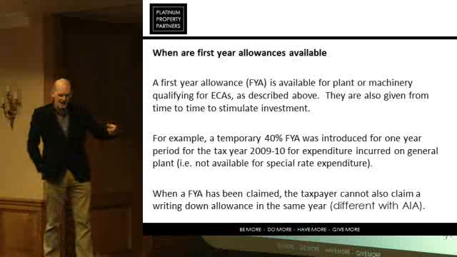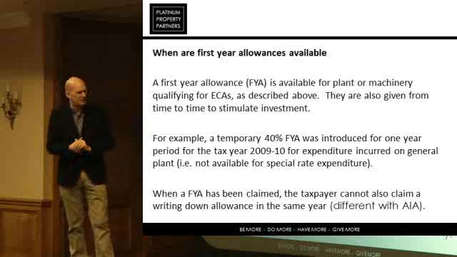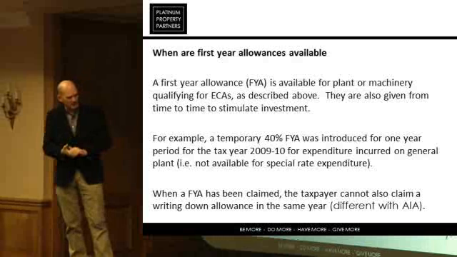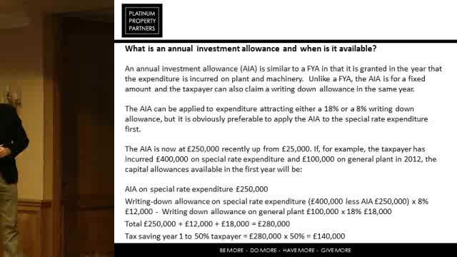So every year, the first year allowance used to change, 40 or 50%, depending on the various Finance Act for that particular year. But they introduced this annual investment allowance. So what is it? Well, I think I've probably just explained that.